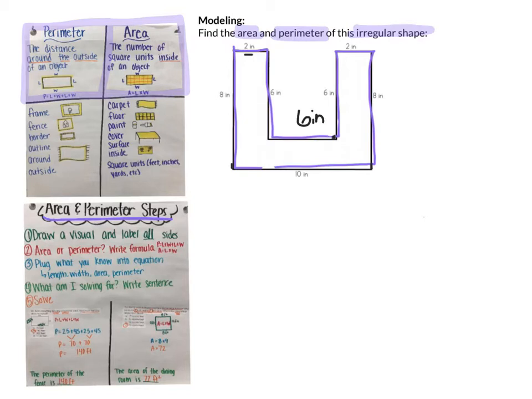Okay, now back to our steps to solve. Our visual is drawn, and now all of our sides are labeled. My next step, area or perimeter, write the formula. So again, in this problem, we're solving for both the area and the perimeter. We'll put area up here. Area equals length times width. And I'll put my perimeter down here.